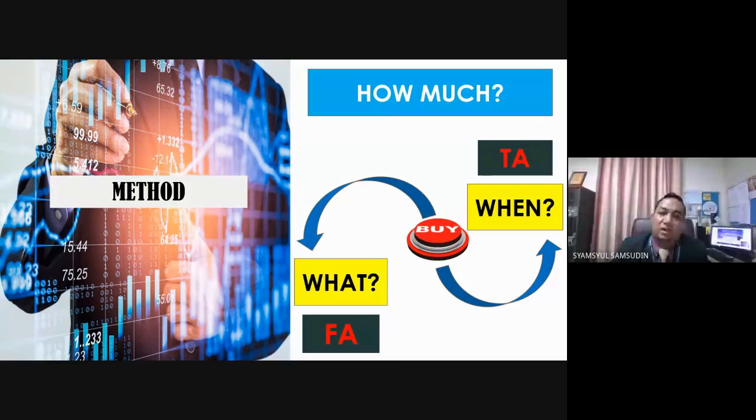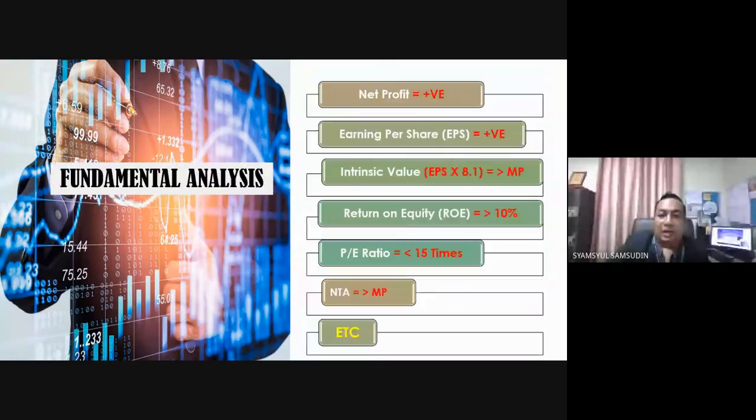All right, so you should know about the fundamental and also about the technical. This is the method you use when you want to buy shares or stock. Okay, we proceed to the fundamental. This is fundamental analysis.